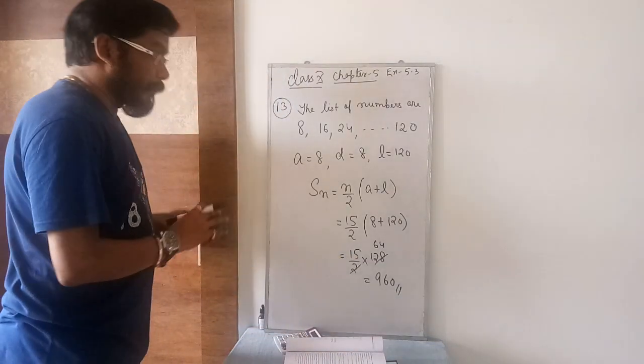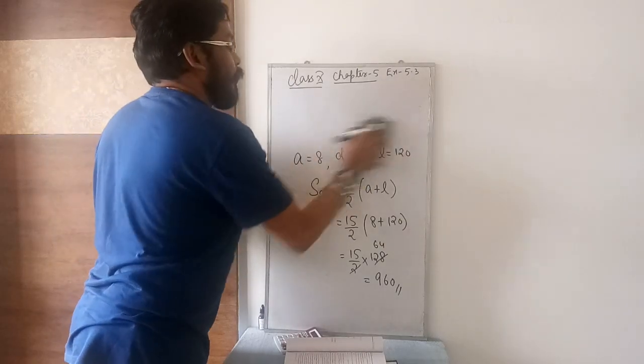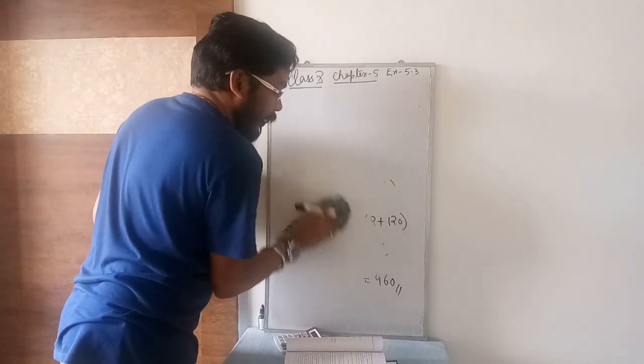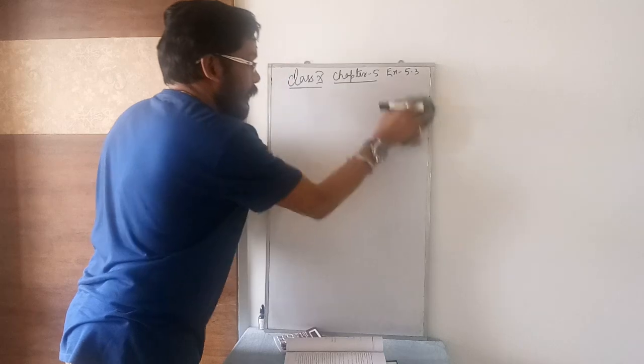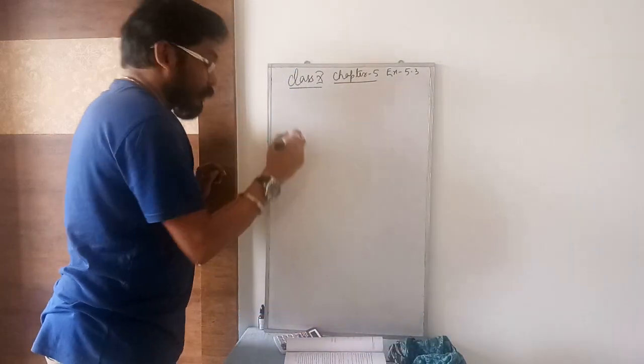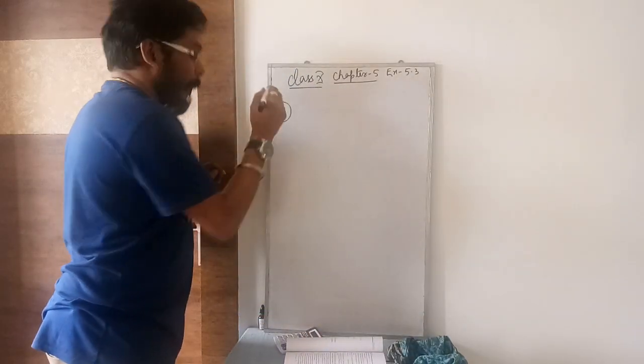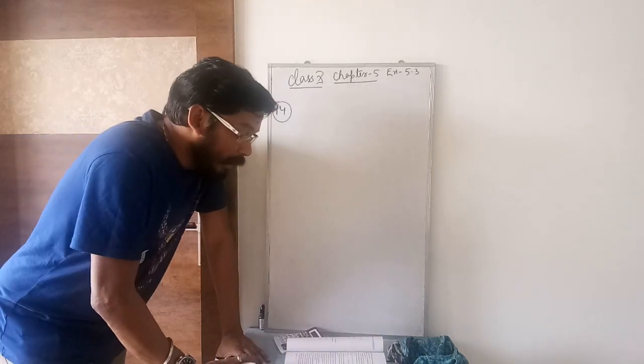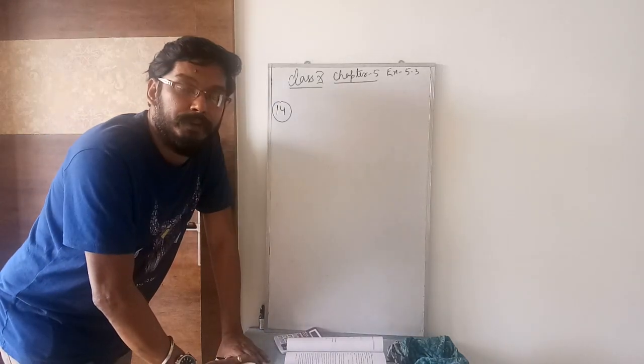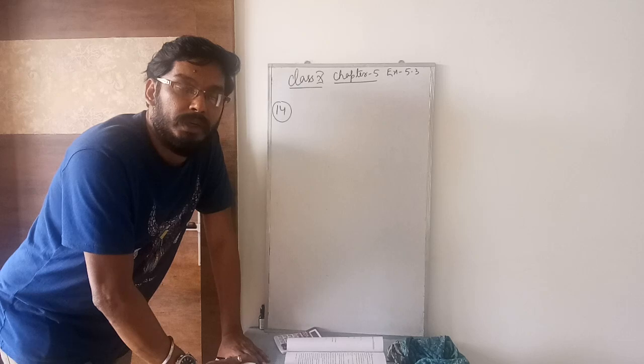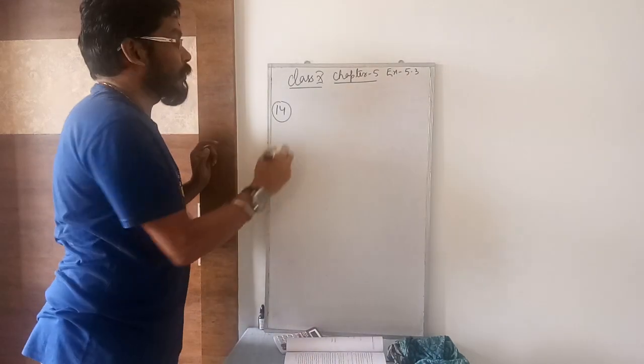Next we will go for question number 14. Question number 14, you can give a star mark. So question number 14, they have said, find the sum of the odd numbers between 0 and 50. Sum of odd numbers between 0 and 50. So your sequence will be here.